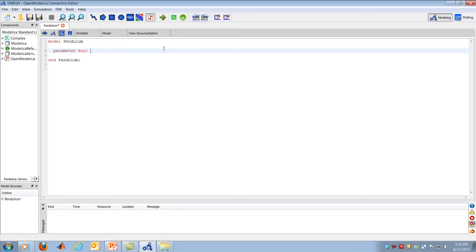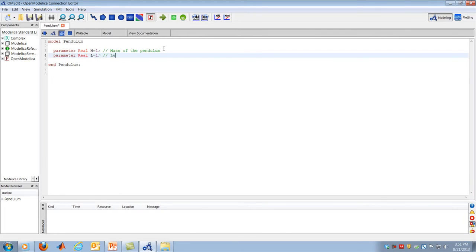So there's a parameter real number, and I'm going to call it m, and it's the mass of the pendulum, and I'm going to make it equal to 1. And I'm going to throw in a little comment here and basically say that this is the mass of the pendulum. Okay? And then I'm going to throw in another parameter, and it's also a real number, and it's L, and it's equal to, let's say, 1 for simplicity. And I'm going to say this is the length of the pendulum. Okay? Now, I've defined my parameters.